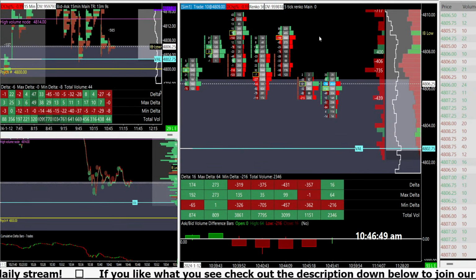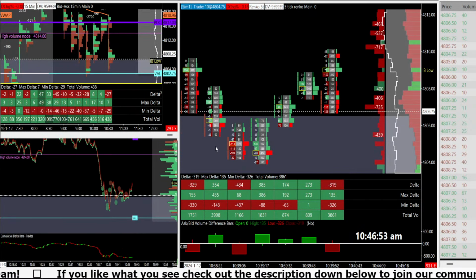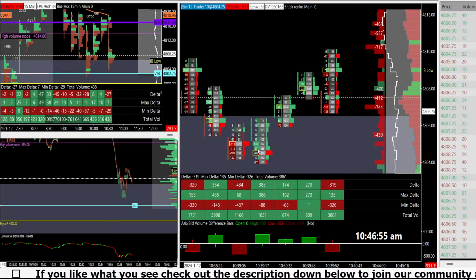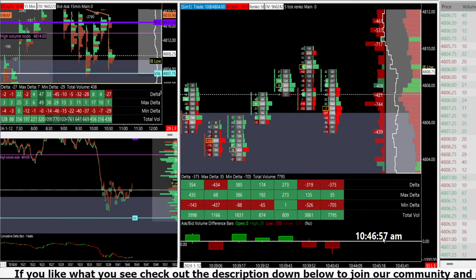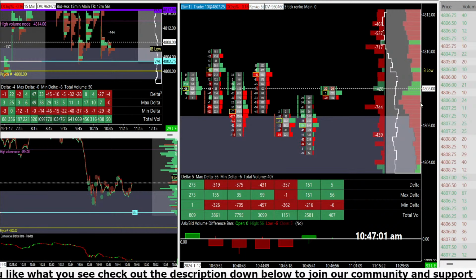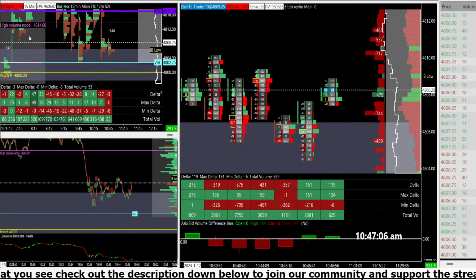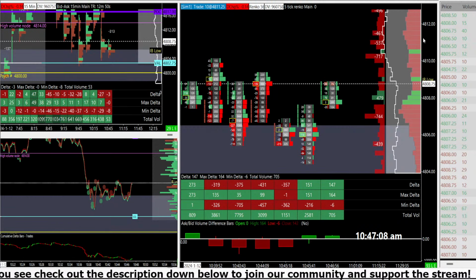And see, if I would have took this trade, this was a decent trade, but sellers weren't too heavy, buyers weren't. This is kind of around lunchtime, so we're inside value. We're just gonna chop around.